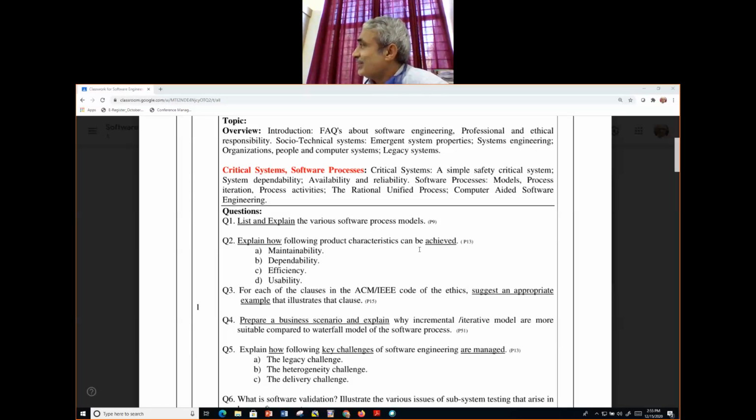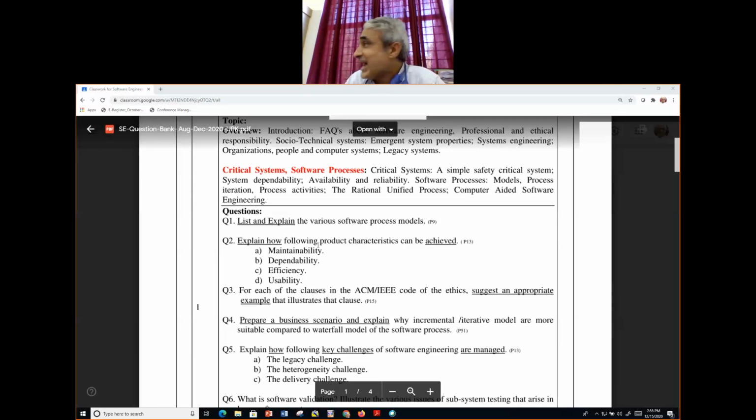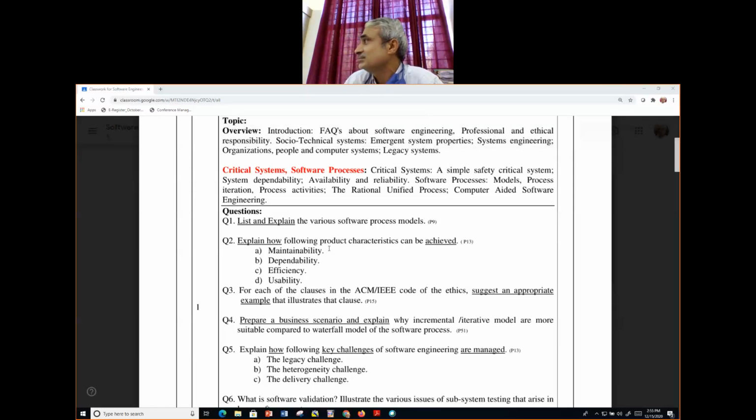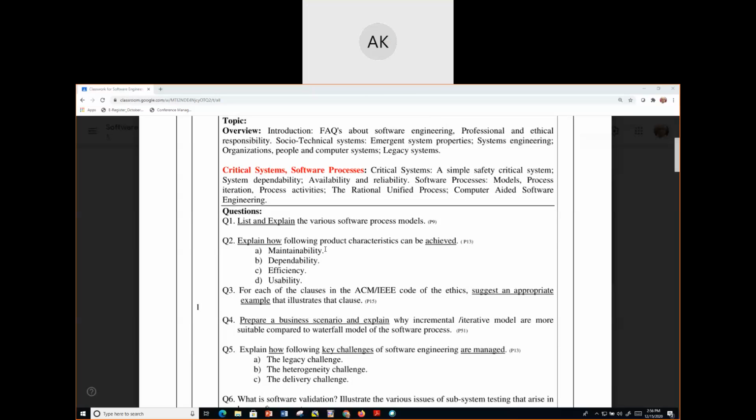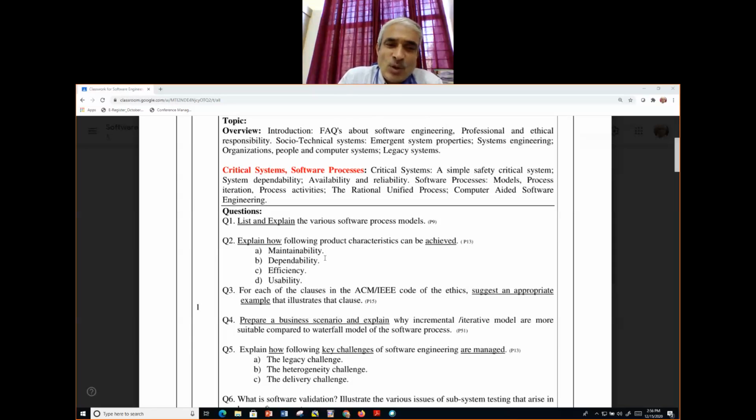The book says what maintainability is, but my question is not that. If you write that answer, you feel you have written what is there in the book, but you will not get any marks at all. That's why you read it. Explain how the following product characteristics can be achieved: maintainability. Are you getting it? We have discussed this in class. In that way, the question is different. Ashish and Arpita, understood? Yes, sir.